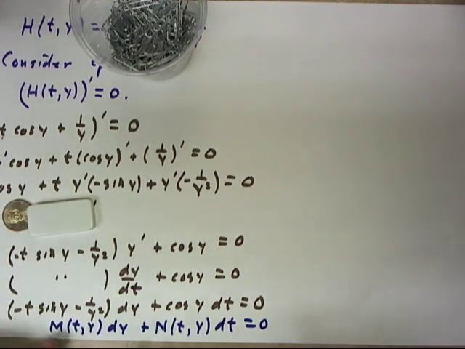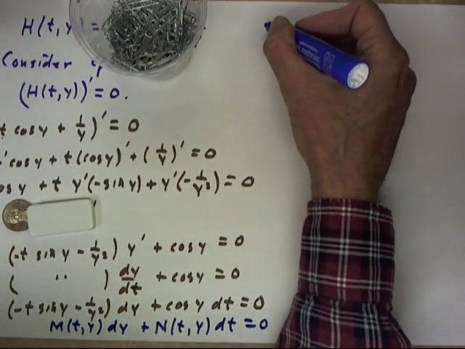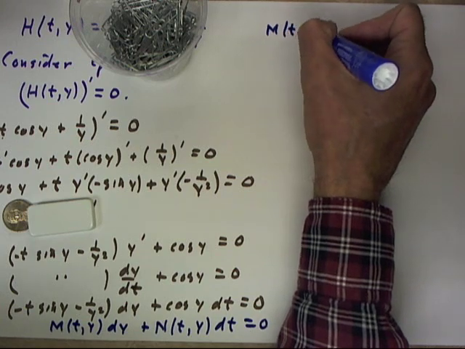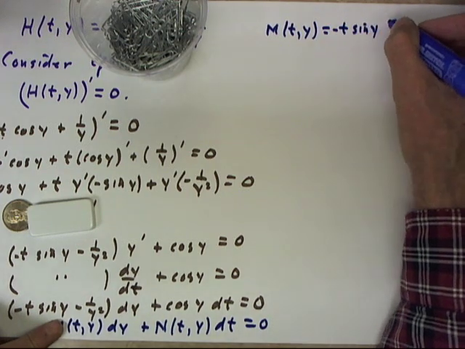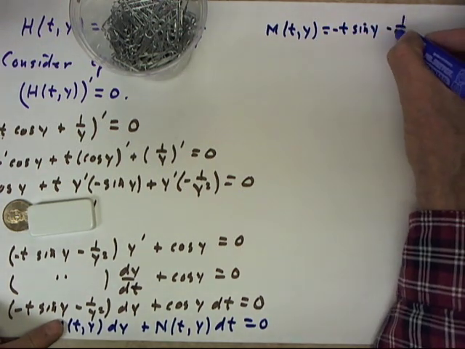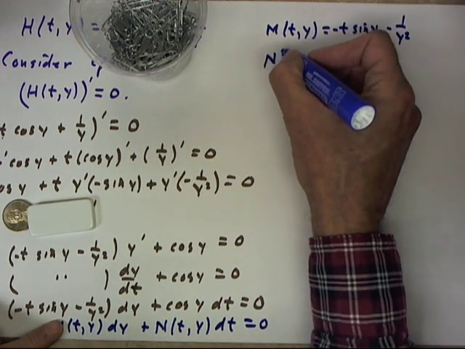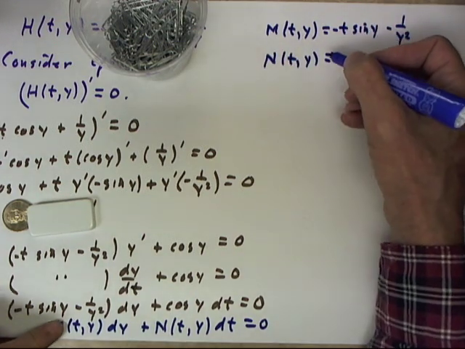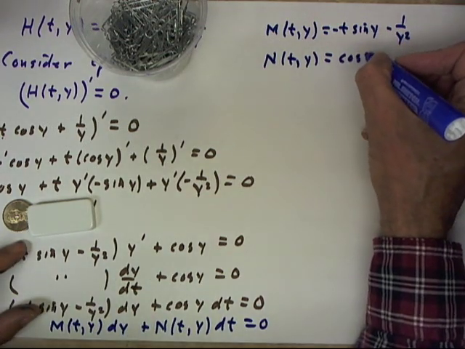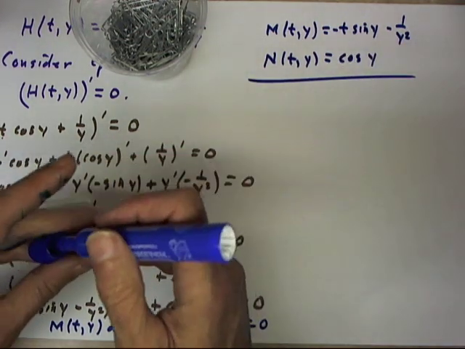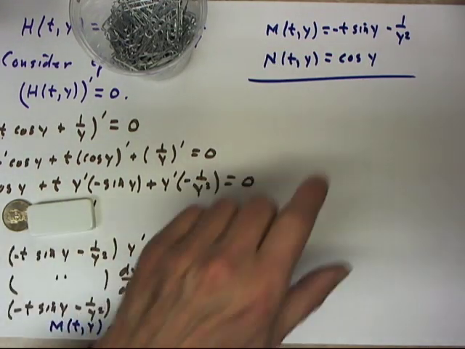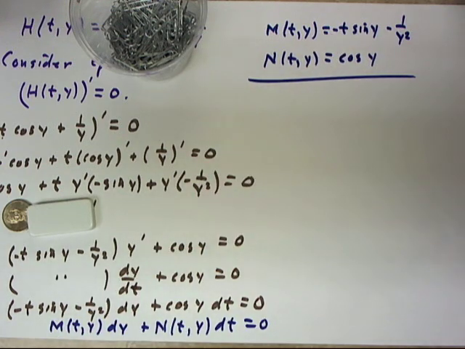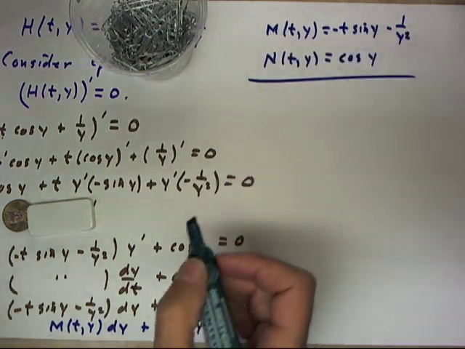Now, M of t,y is this function, which is negative t sine y minus 1 over y squared, and N of t,y is cosine of y. Now again, it's not real clear where this is heading, but I'm going to make an observation and then we'll see why it's true.